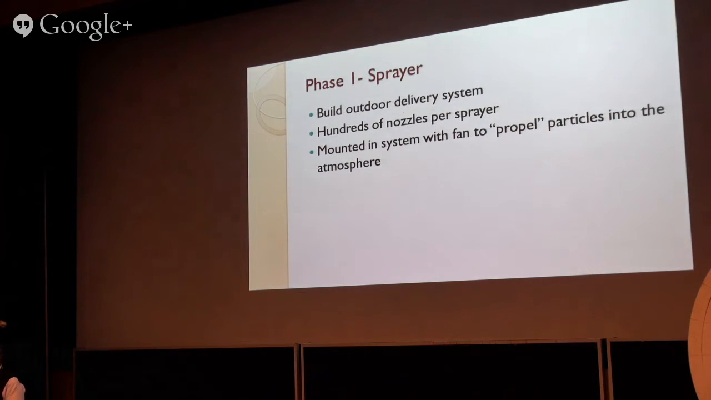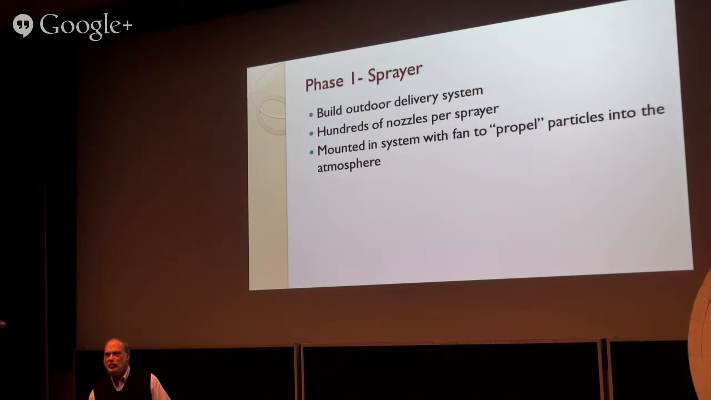So, phase one is to take this nozzle and build an outdoor delivery system. The nozzle that we have to get to where we'd like to be probably requires us to have several hundred nozzles. And they have to be mounted in a system with some sort of fan to propel the particles up into the atmosphere. When you evaporate the water, there's a tendency to produce a little bit of negative buoyancy because you're cooling the air, so you have to shoot them up high enough to allow them to settle down and sort of equilibrate in the atmosphere.